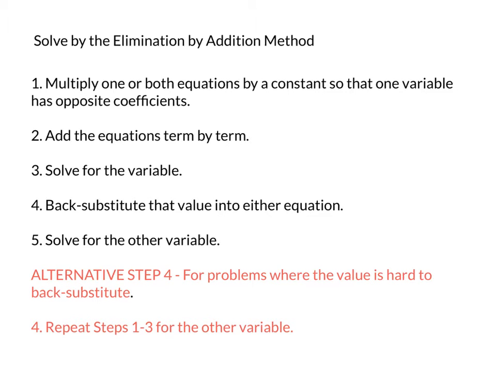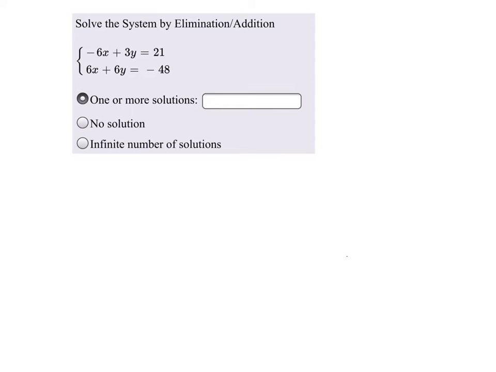We'll do one of each. The first problem we'll do straight through steps 1 through 5. And then on the second one, I'll do 1 through 3, and then I'll do 1 through 3 a second time to find the second part of the answer. Okay, let's take a look at this first question here. Solve this system by elimination by addition.